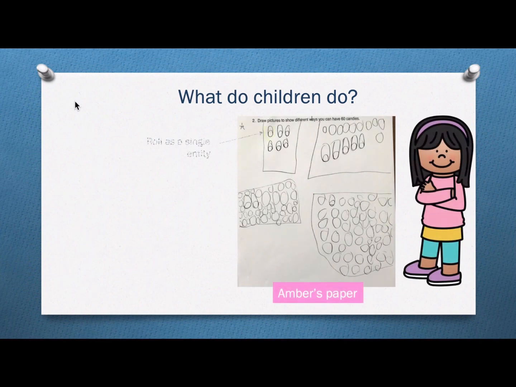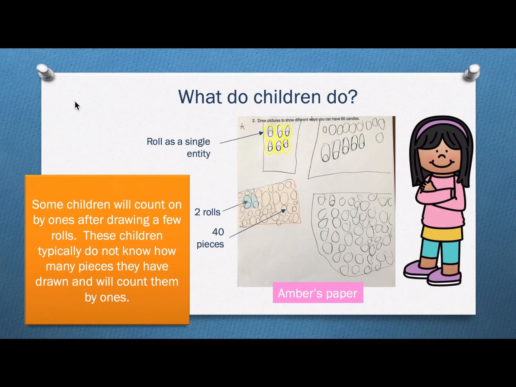Amber's picture, on the other hand, shows a roll as a single entity in her drawing. The first way Amber drew showed 6 rolls. The drawing below that one shows 2 rolls surrounded by 40 pieces. Without having the opportunity to watch her create the drawing or to ask her, we do not know exactly how she proceeded. But I have seen children create such drawings by first drawing the 2 rolls and then counting on from 20 by ones, 21, 22, 23, all the way up to 60 as they draw the individual pieces.